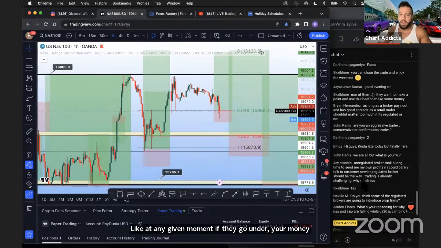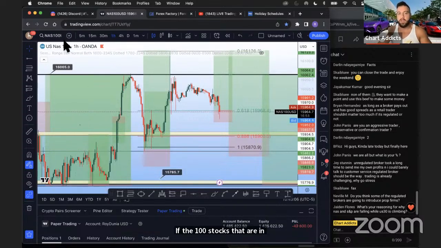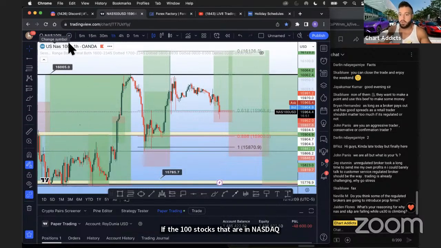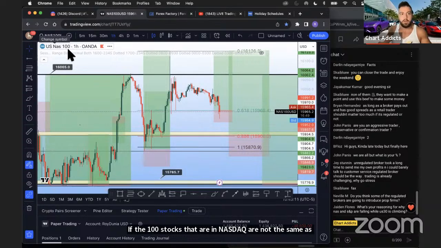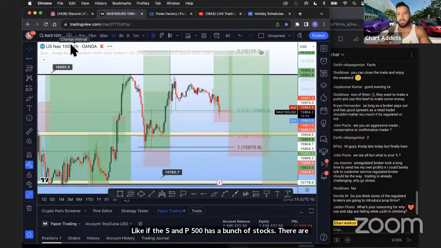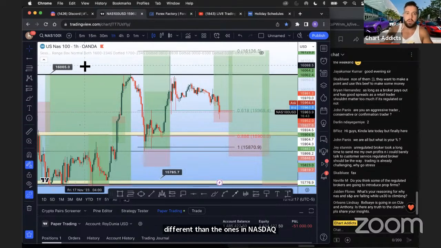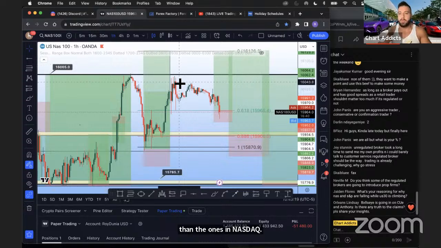What's your reasoning for why NAS and S&P are falling while US 30 is climbing? Well, Jaden, it's because they're different fucking instruments. Why would they be moving in the same direction if the 100 stocks that are in NASDAQ are not the same as the 30 stocks or 500 stocks that are in the S&P 500? If the S&P 500 has a bunch of stocks that are different than the ones in NASDAQ, and those stocks go down, and the stocks in the NASDAQ go up, why would they move at the same time?